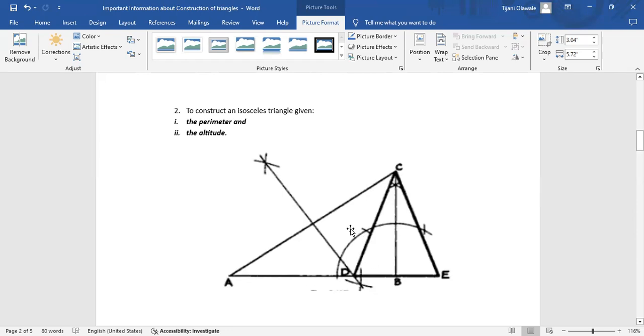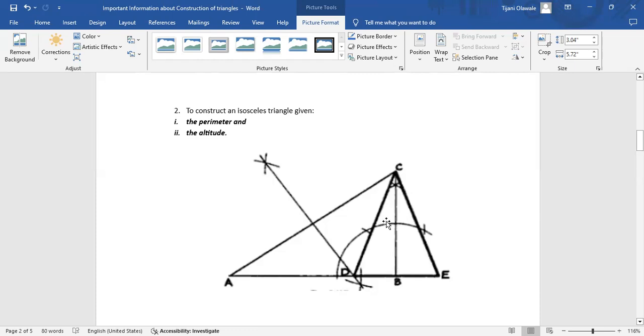And what are we to do in the construction when you are given the perimeter and the altitude? You have to divide the perimeter into two. That is the first thing I need to do. You divide the perimeter into two and you draw line AB. So line AB is equal to half of the perimeter, which means if the perimeter is 100 millimeters, you have to divide it by two and make use of 50 millimeters. So this line AB is equal to half of the perimeter.